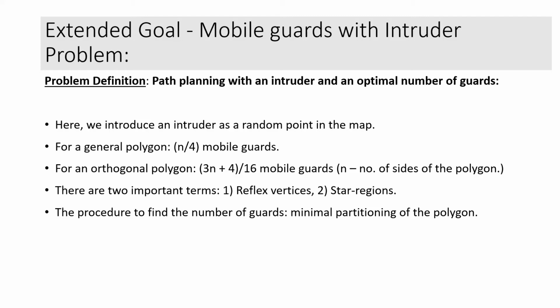Before we move on, there are two important terms to know about. The first one is reflex vertices, the second one is star regions. Reflex vertices indicate the number of sharp corners within the polygon, as we'll see in the next two slides. Star regions are obtained by extending the edges associated with the polygon beginning from a reflex vertex.